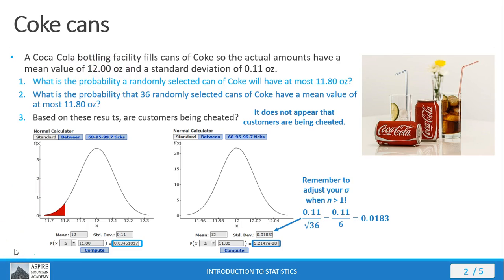Now, if it were going the other way, if it was certain that they were getting less, then yeah, you probably would say that you'd be cheated. But that's not the way it is. It's actually flip-flopped, so it's going the other way. So the probability they're getting less is not that great, and therefore they're not being cheated.